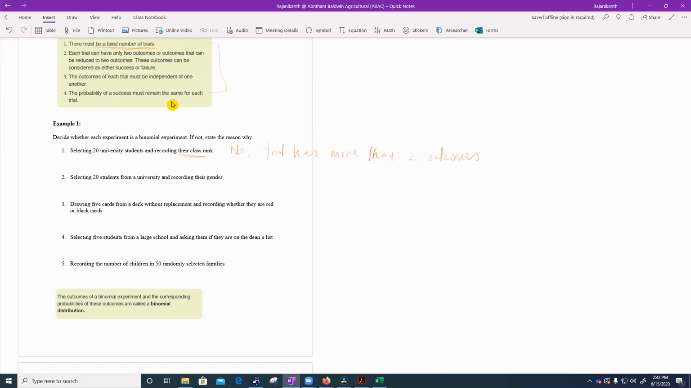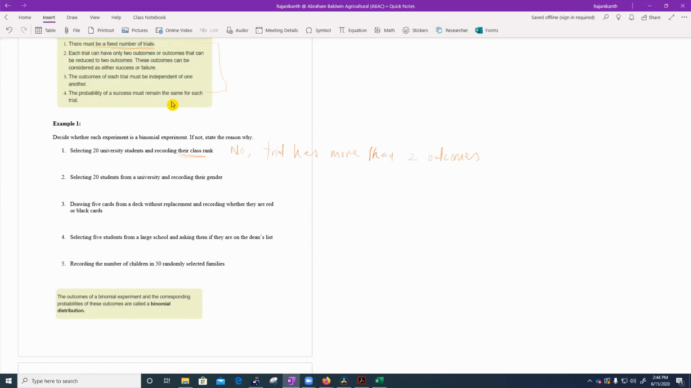Second one, selecting 20 students from a university and recording their gender. Now you are performing 20 trials. You are checking one by one whether the student is male or female. That means I'm looking for two outcomes for each trial, either female or male. Therefore, you have two outcomes, and the number of trials is fixed, so those conditions are satisfied.